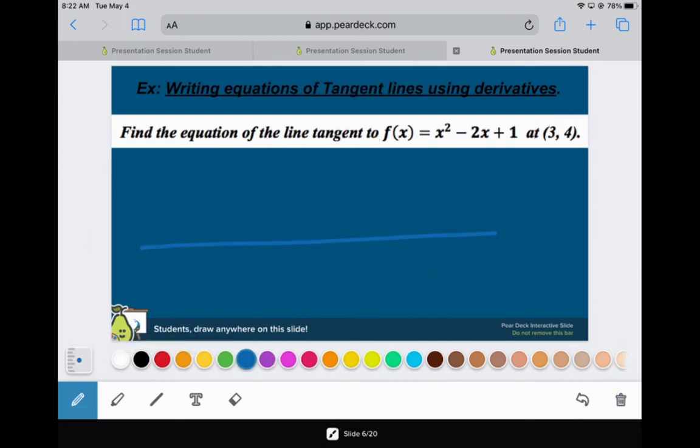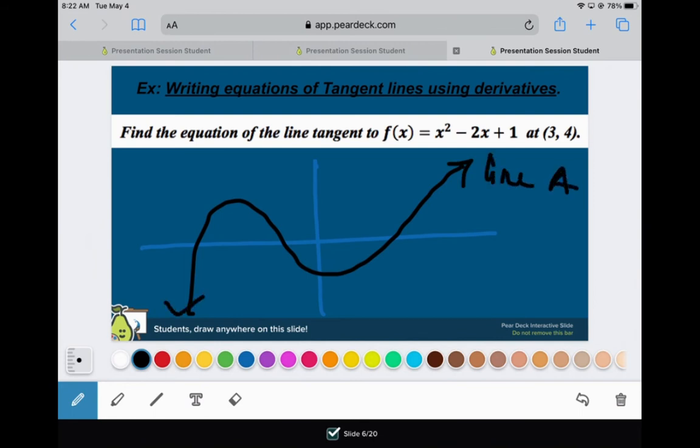So let's say I have this graph. This is line A, and I have this one right here. This one is line B. Can you please put in the chat? I'm going to ask you this: which line is the tangent line, line A or line B? Based on the picture that I'm showing you, which line is the tangent line? A or B?